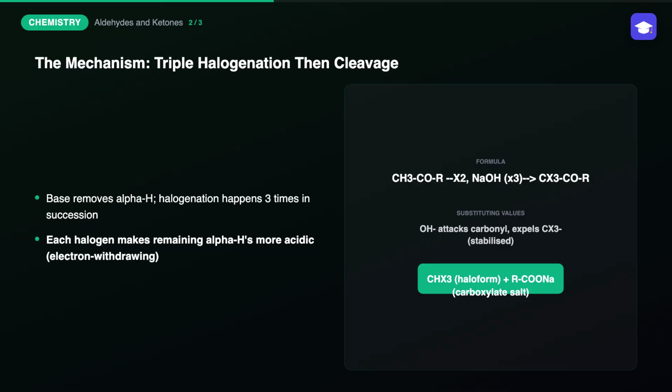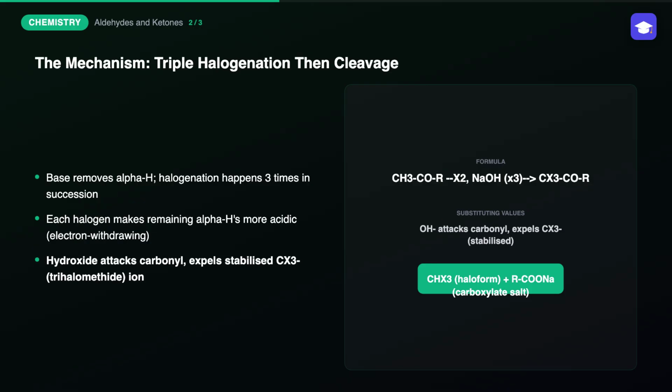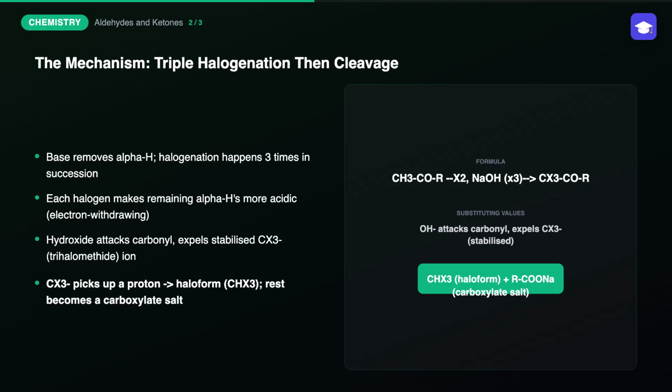Once all 3 hydrogens are replaced, the resulting CX3-CO-R intermediate is attacked by hydroxide ion at the carbonyl carbon, and the resulting tetrahedral intermediate collapses by expelling the highly stabilized CX3- carbanion, called a trihalomethide ion, which is genuinely stabilized by the 3 electron withdrawing halogens. This trihalomethide ion then immediately grabs a proton from the reaction medium, forming the haloform, CHX3, chloroform, bromoform, or iodoform, while the rest of the original molecule becomes a carboxylate salt.